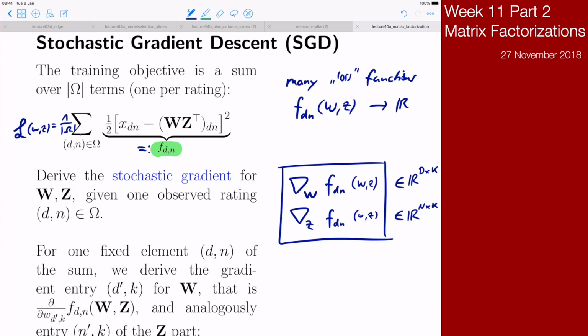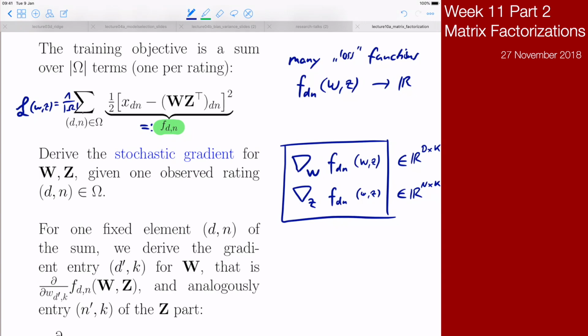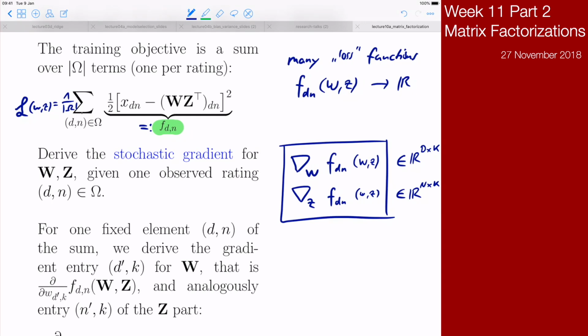Computing the whole thing is a concatenation of two big matrices. Let's not get there, let's just compute one entry of it. That's much simpler. This you can always do when you have to compute gradients or stochastic gradients. So I have one function which is defined by d_n, that's my function, and I want to know the gradient of the first part. So of that guy.